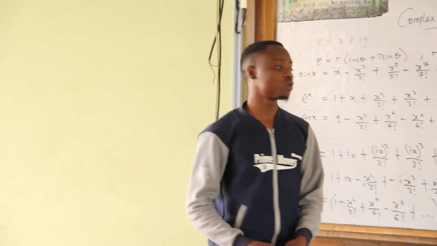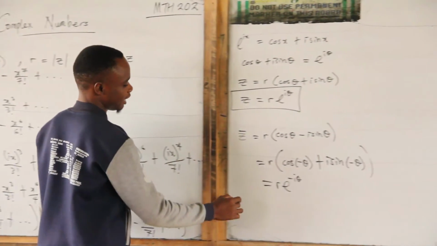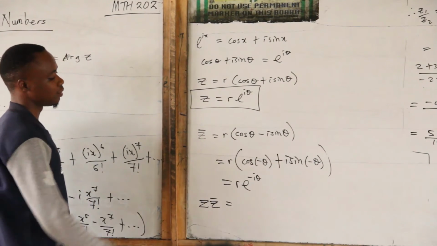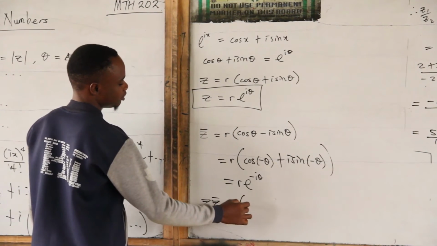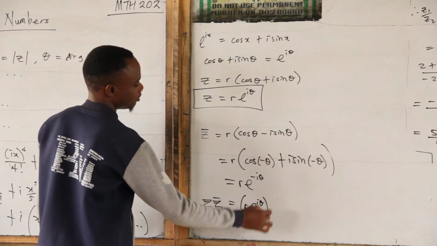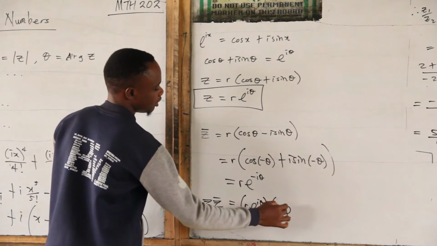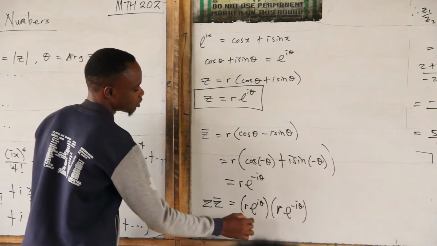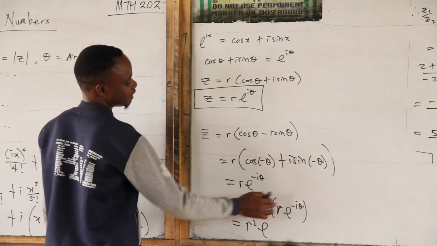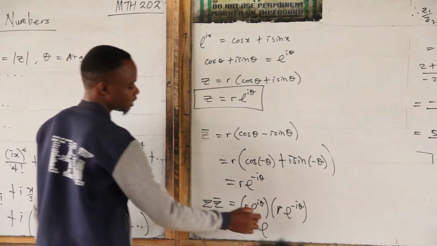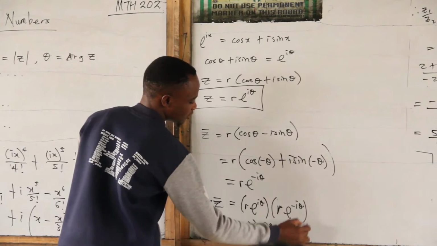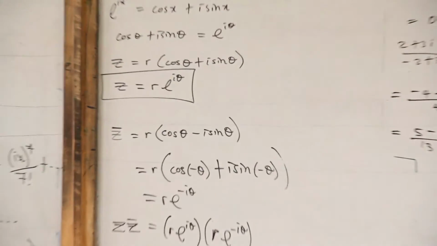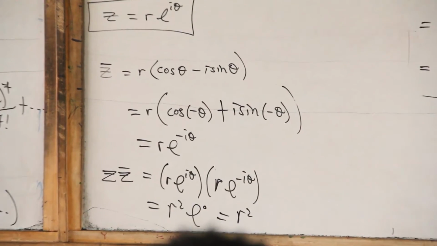So obviously, as we have seen in the past, if you multiply z by z bar, what is this going to give you? This is going to give you r e raised to power i theta multiplied by r e raised to power minus i theta. So what does that give you? This is going to give you r squared e raised to power i theta plus minus i theta. That's e raised to power 0, right? That will give you r squared, which is the same thing as before. Is it clear? The square of the modulus of that complex number.